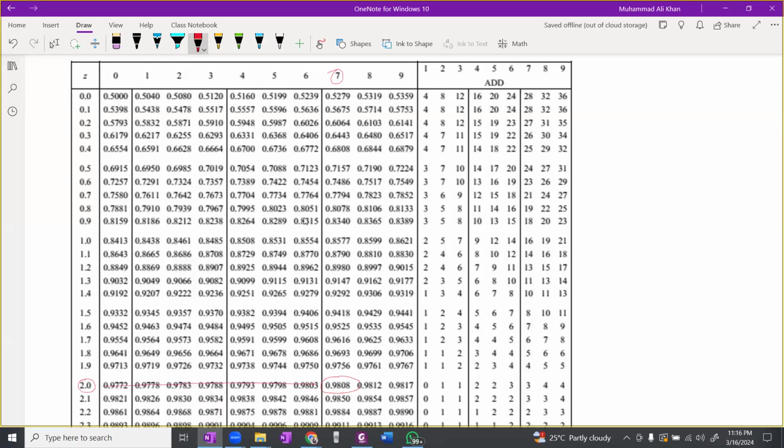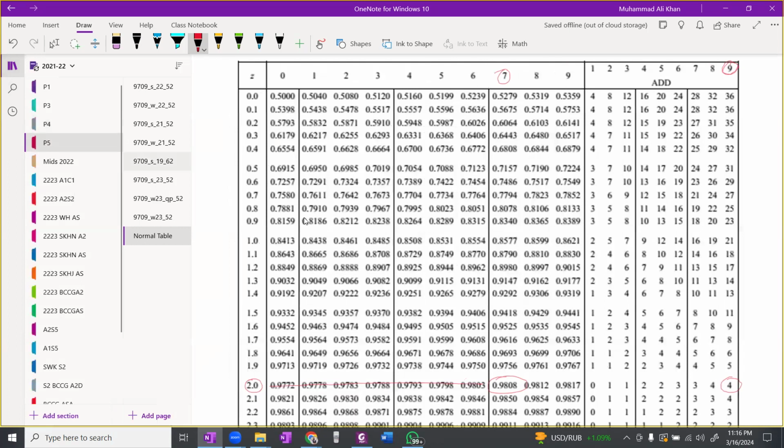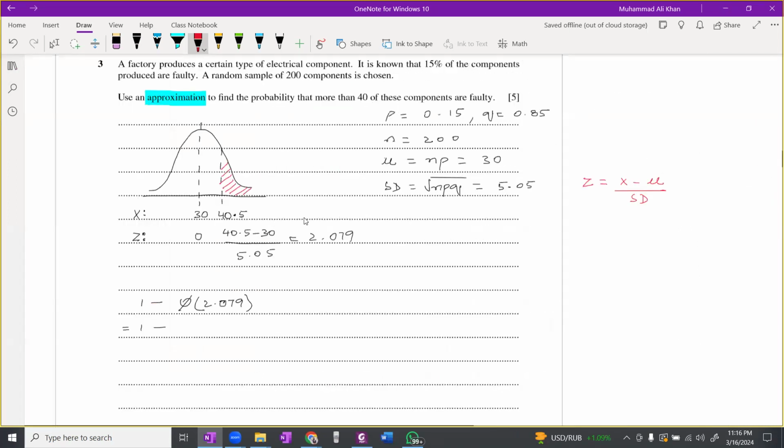2.0 आंसर क्या है? 0.9808. 9 थर्ड डेसिमल पॉइंट यहां से आप पिक करेंगे. सामने आइए, here it is 4. इन सबको ऐड किया जाएगा, तो रिजल्ट विल बी 0.9812. I am writing here 0.9812. 1 से subtract किया गया तो final answer is 0.0188. This is the question of normal.